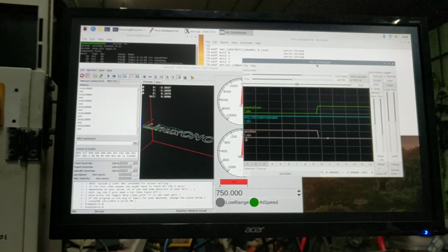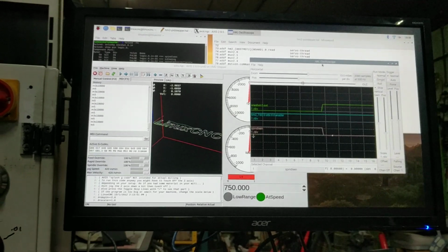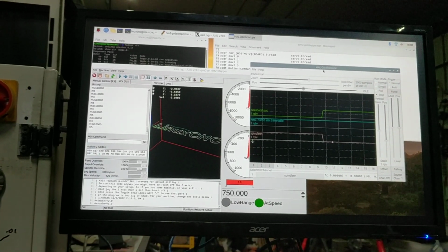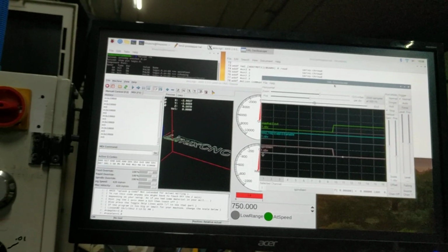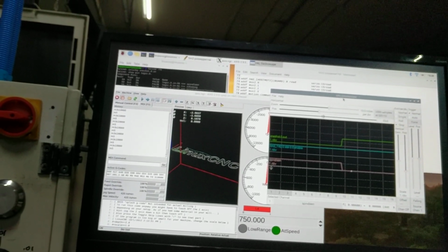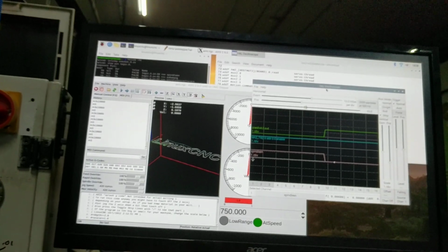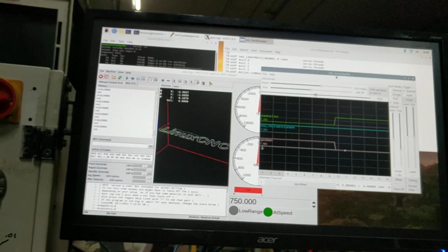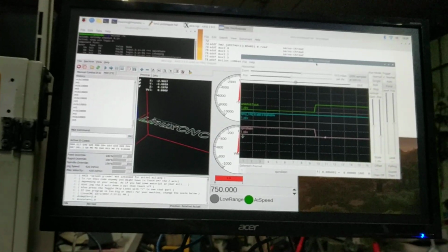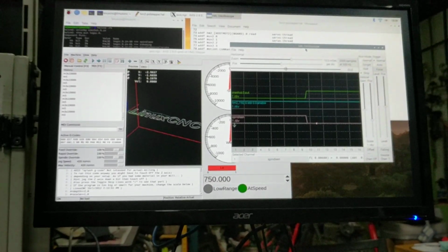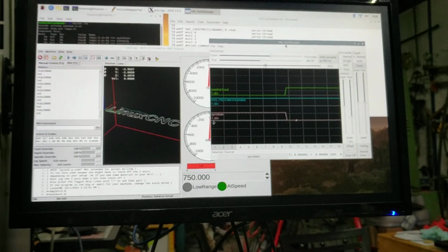Because LinuxCNC is, what is it? Measure, react, something. Measure, react, I don't remember. But you want it to measure and then do the calculation and then set the outputs. And I think I said that in another video, or explained it maybe.